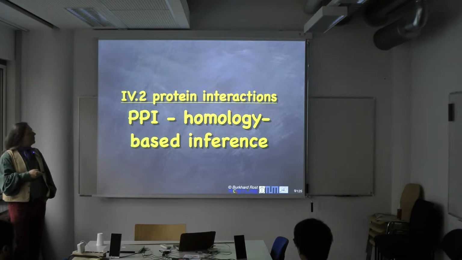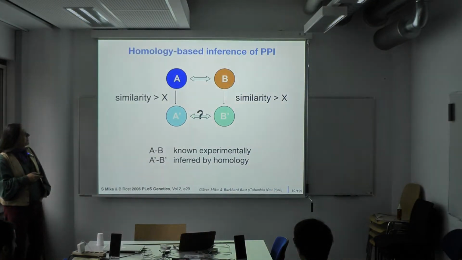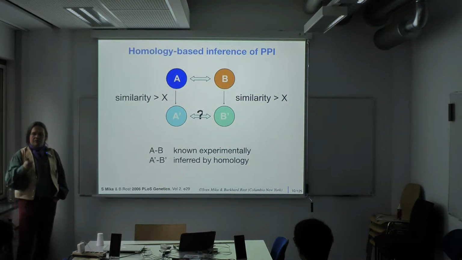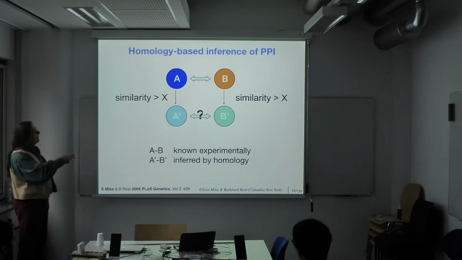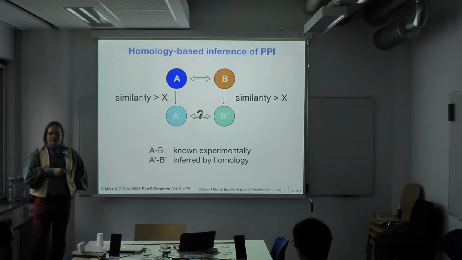Okay, let's get back to homology-based inference. We have talked about that again and again. If I want to homology-infer protein interactions, assume I have the interaction between A and B and I know experimentally that they interact. Assume I have another pair of proteins, A prime and B prime. My question is, at which level of similarity between A and A prime, and between B and B prime, can I infer that these two in fact also interact?